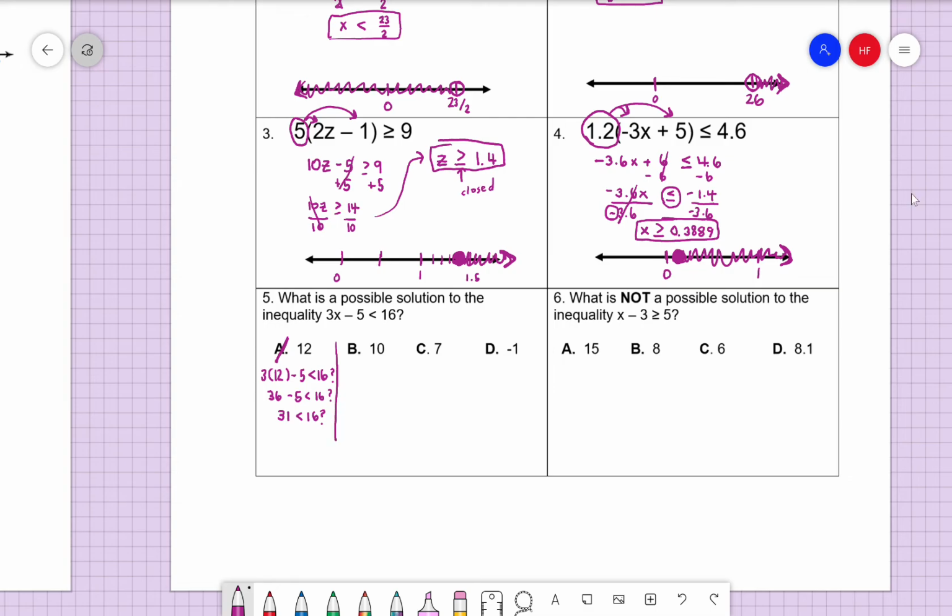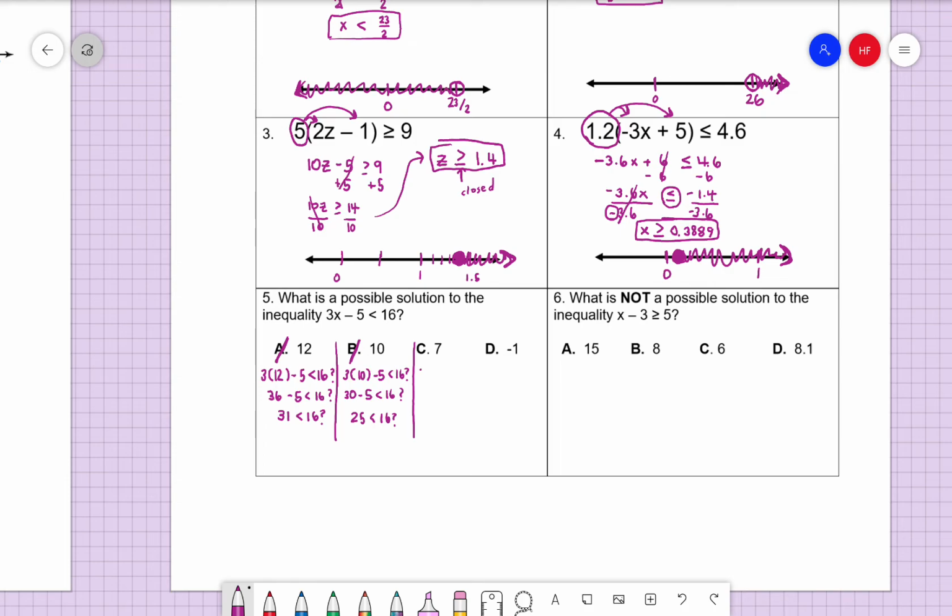Now let's try B. We're going to plug in a 10. So 3 times 10 minus 5 less than 16. Is that a true statement? We have 30 minus 5. Is that less than 16? 30 minus 5 is 25. Is 25 less than 16? No. So B is not our answer.